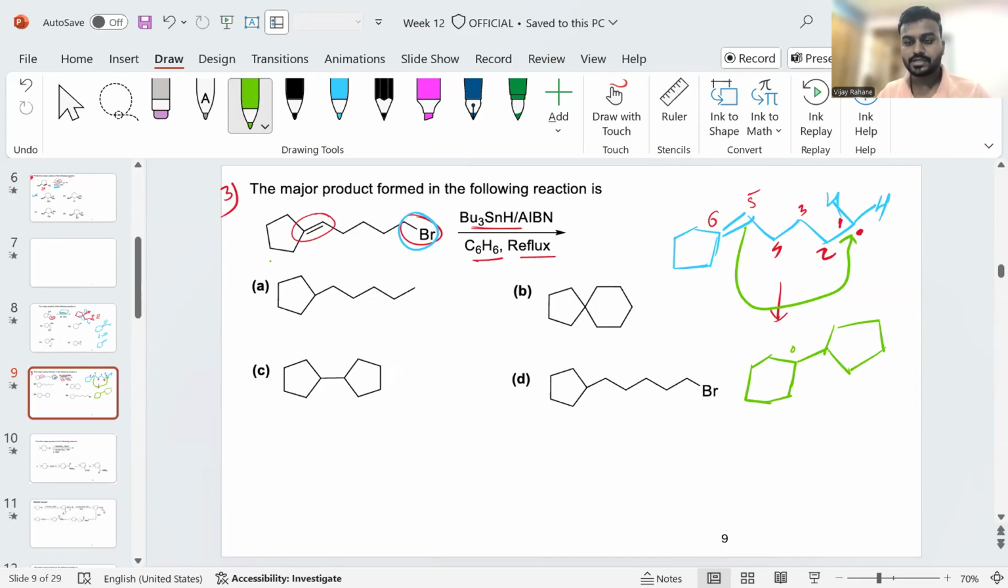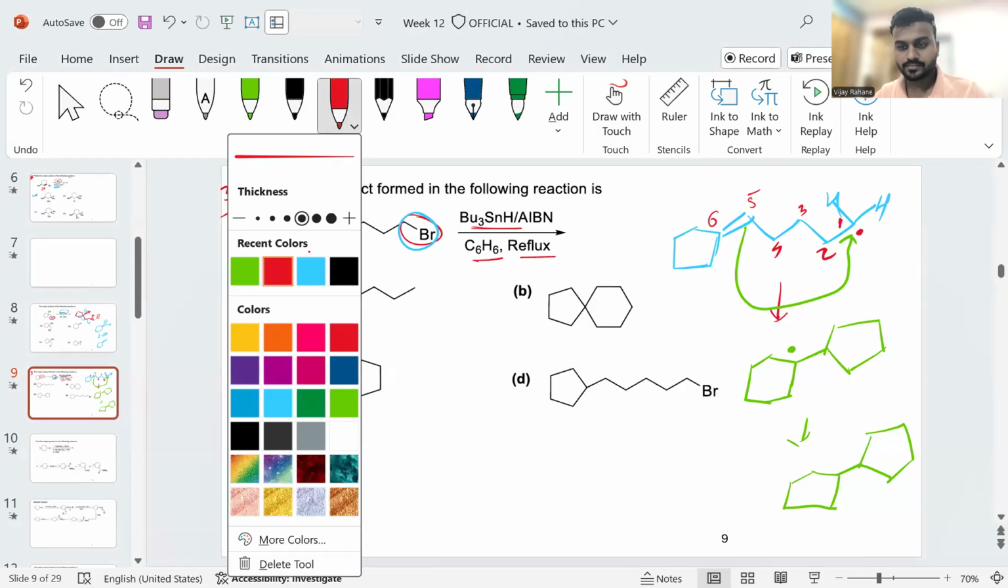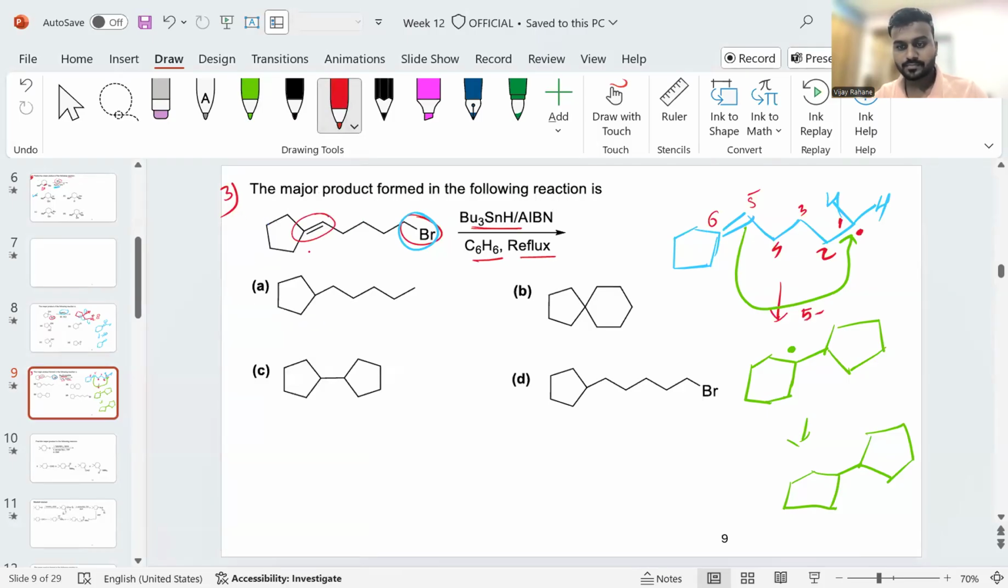So the radical now is formed at this position, which then obviously gets converted into the neutral species by abstracting the proton. So this is the product formed in this reaction. So this mechanism is the 5-exo-trig cyclization mechanism. So better I will draw here. At this position, this attack is by the 5-exo-trig mechanism.